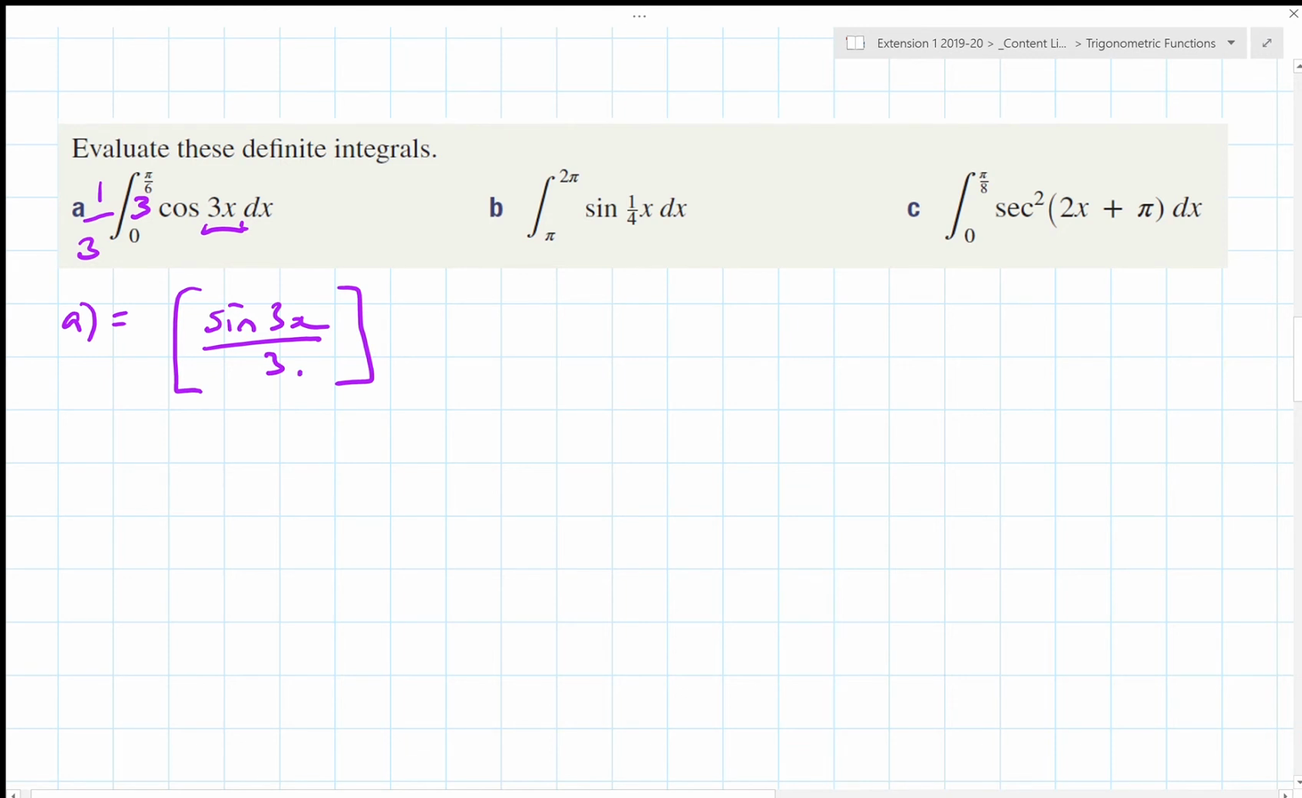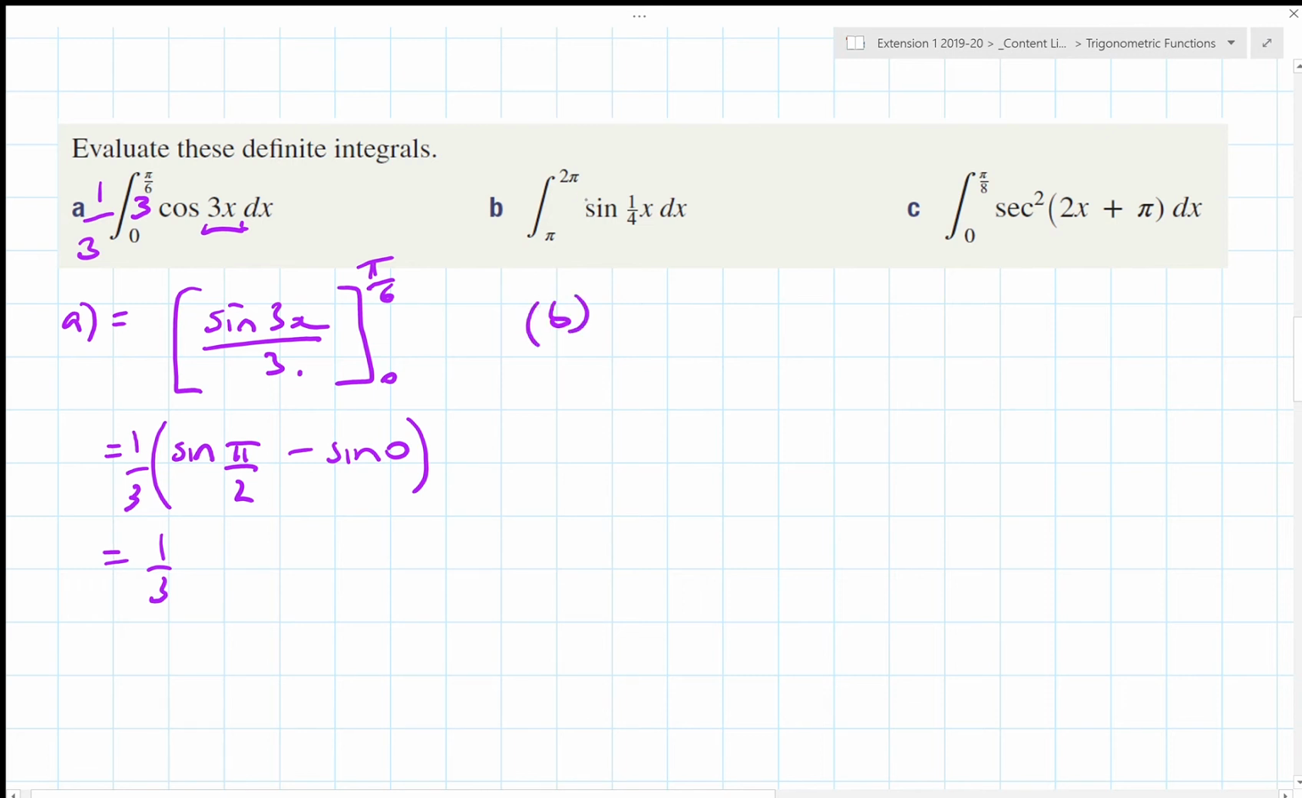Okay, it's the same as the log idea. It's the idea that when I do the chain rule, I'm going to multiply by 3. So I have to counteract that, and I have to divide by 3. Between pi over 6 and 0. So that's sine pi over 2, a third, minus sine 0. So that's a third times 1, or a third.